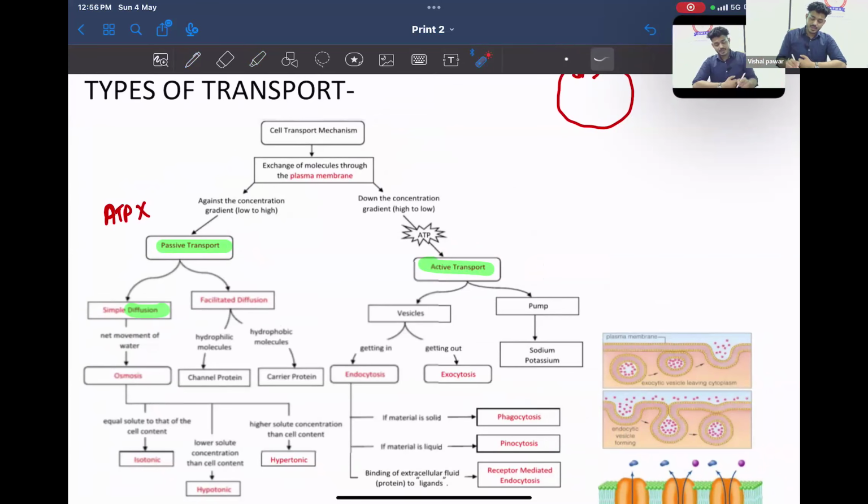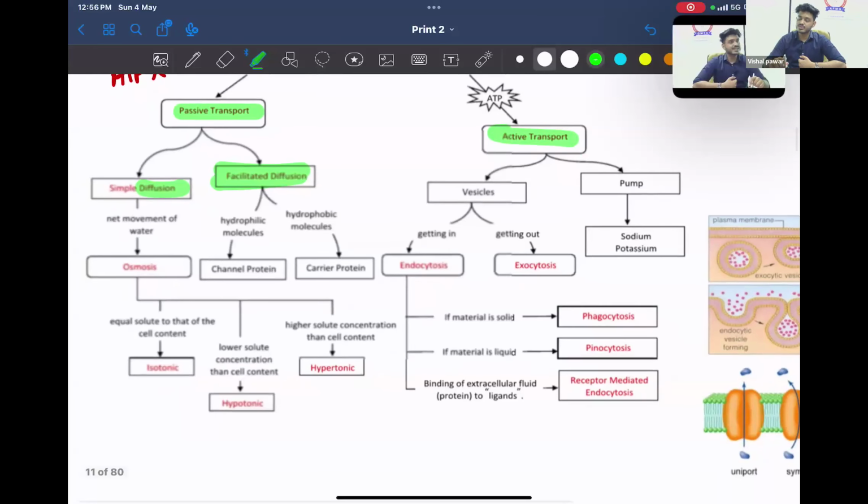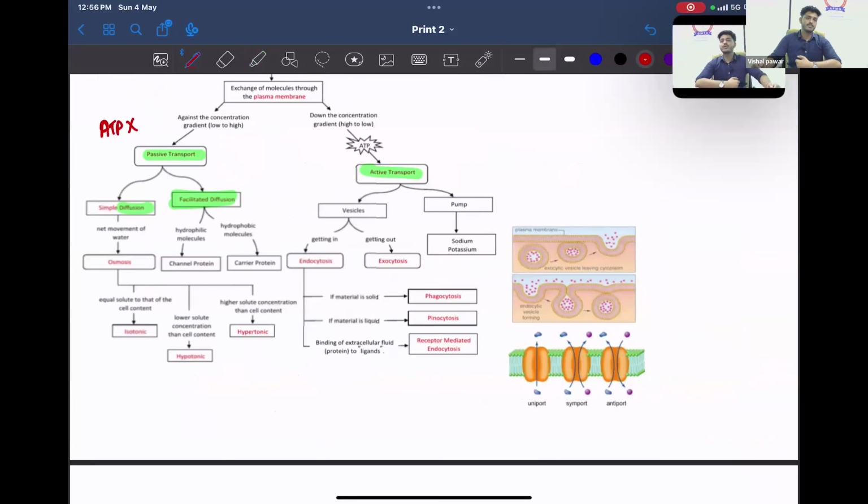Diffusion will be there, and we are having simple diffusion and facilitated diffusion. This is very important. What is the thing we will be having in facilitated diffusion? There will be certain things which are going to help. We can have channel proteins, we can have carrier proteins. And two examples you have to remember for facilitated diffusion: GLUT and aquaporins are a type of facilitated diffusion.